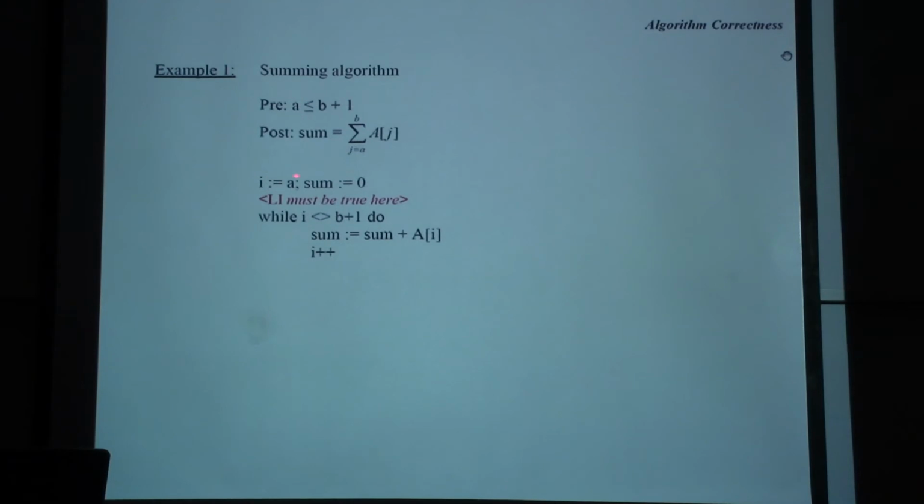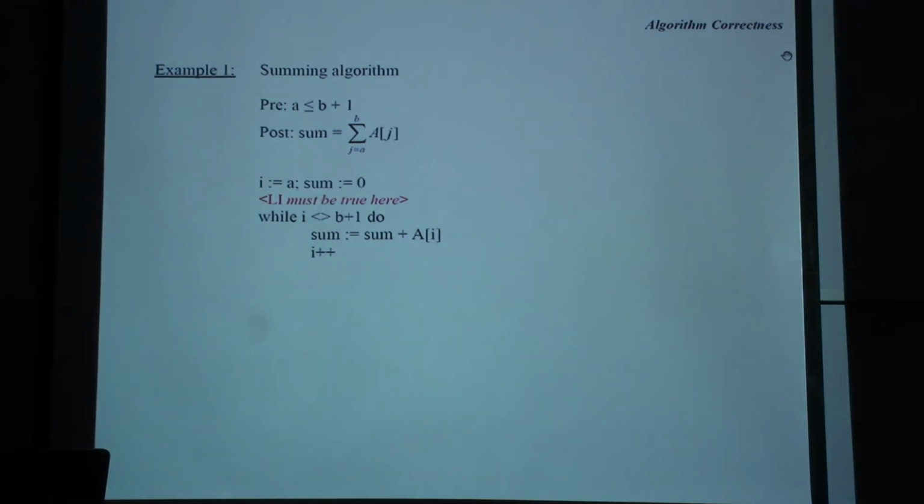Now, when I do this initialization, how many times do I do initialization? One time. That means I do the initialization before which iteration? Before the first iteration. So right before I go into the loop for the very first time, the loop invariant must be true. That means sum is 0 and I is equal to A must have some meaning.